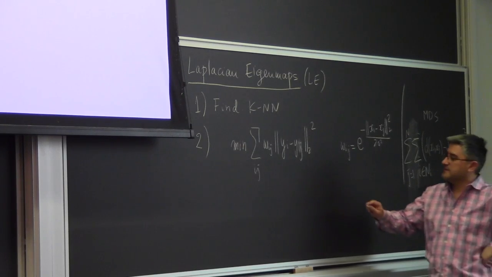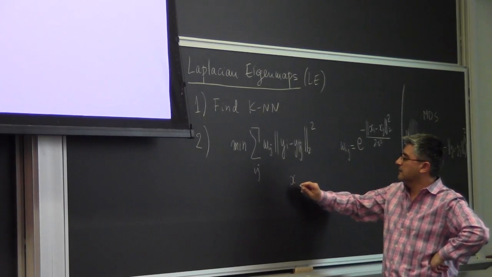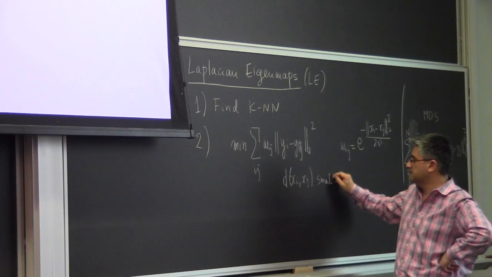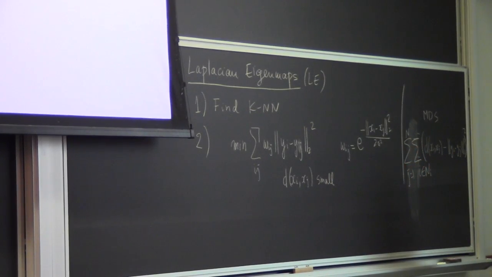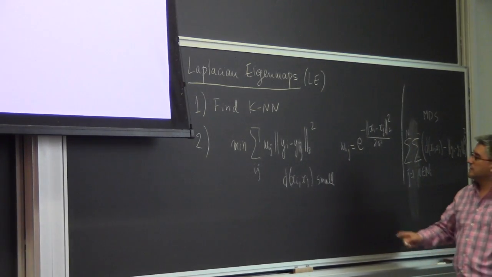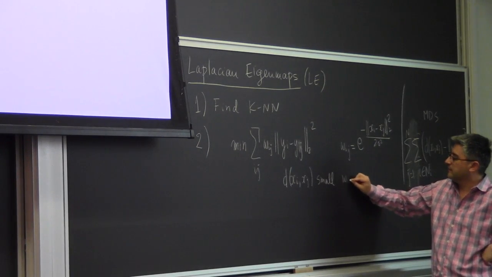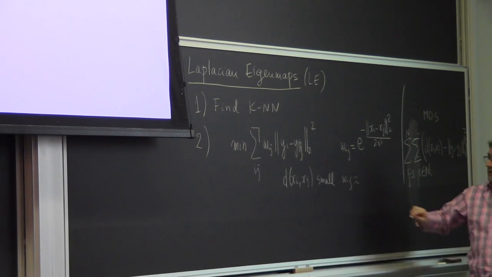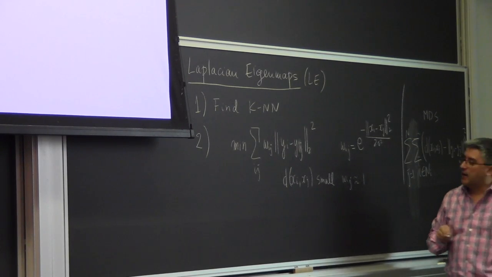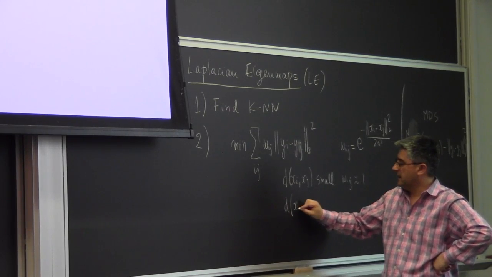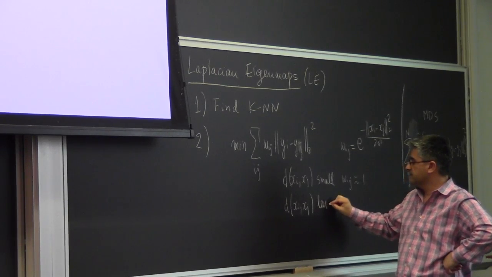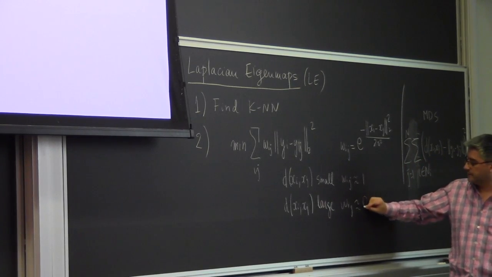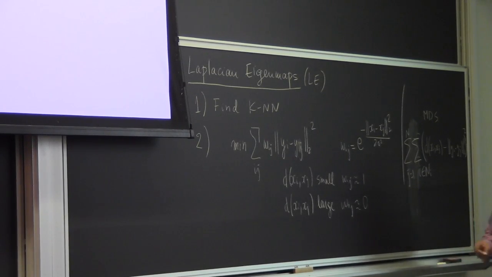Here, what happens if the distance between xi and xj is small? If xi and xj are close to each other, then this wij is going to be approximately equal to 1. Okay. On the other hand, if the distance between points xi and xj is large, then wij is going to be nearly equal to 0. All right. So let's think in terms of the objective function now.